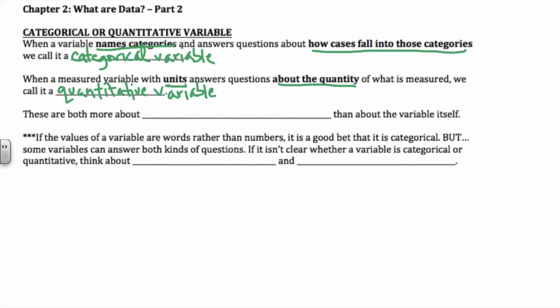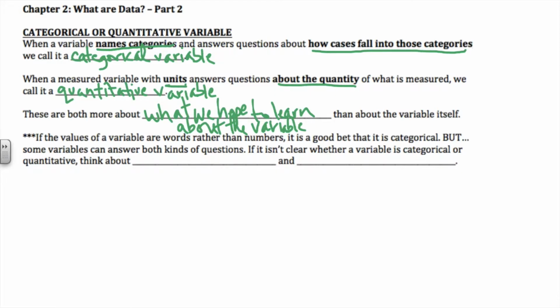These are both about what we hope to learn about the variable. They're more about what we want to learn about the variable than about the variable itself. So it's more of a way to describe what our outcome is from the variable than just what the variable is in itself.